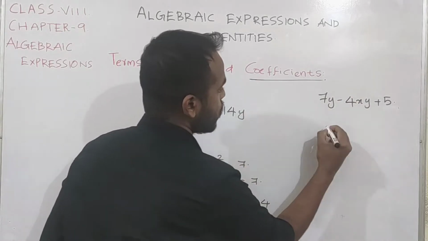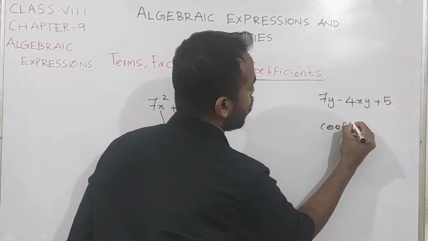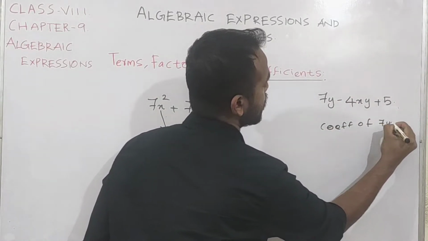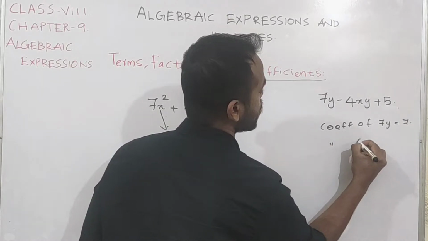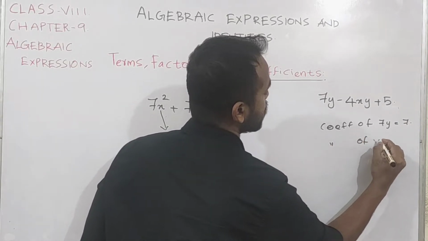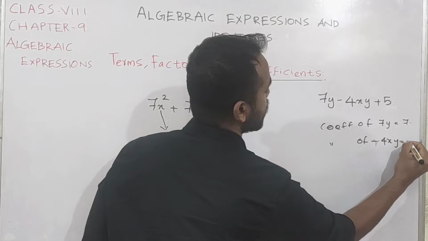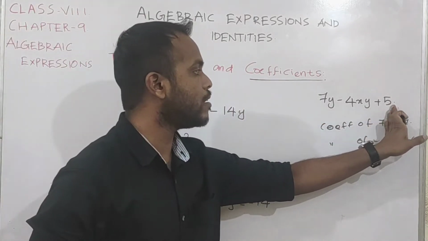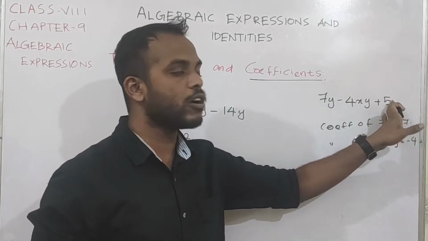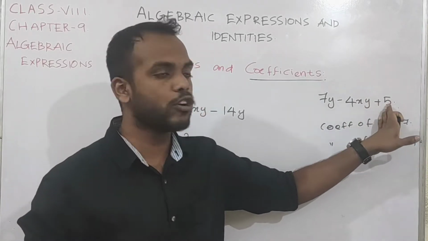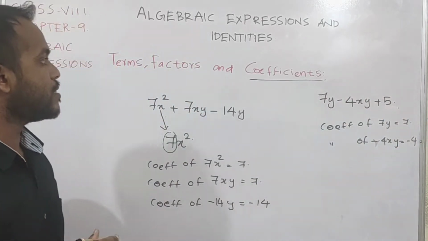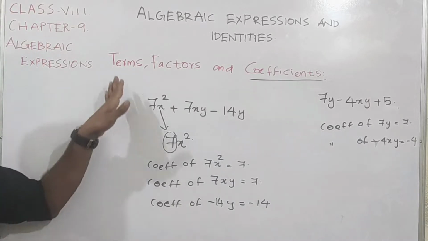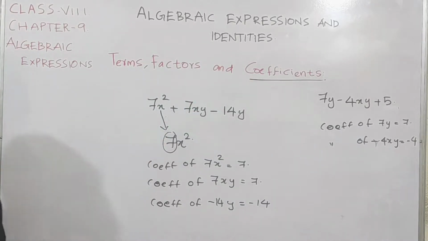Now let's see coefficient of 7y. What is it? It is 7. Then coefficient of minus 4xy. What's that? It is minus 4. This is a constant, so we can say the coefficient is 5 itself. It will not be asked in that way. So this is the basic idea of terms, factors and coefficient. I hope you understood this one.